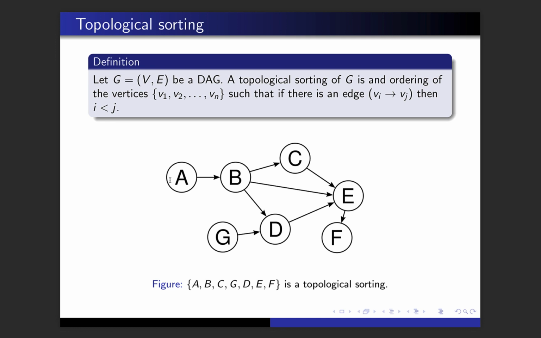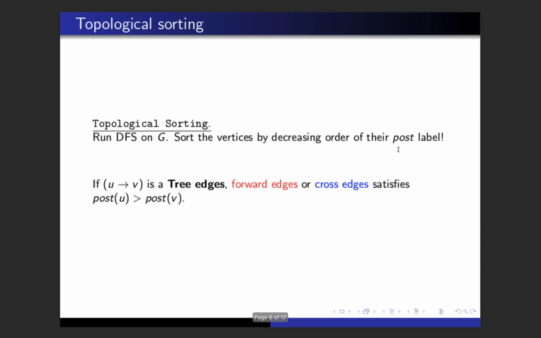And we saw that back edges have a distinctive property that makes them special and allows us to identify whether or not we have cycles. And this property was that the post label of the initial vertex was less than the post label of the final vertex. Every other edge, when we run DFS, will satisfy the opposite inequality. And that is the key. If we have a directed acyclic graph, we don't have back edges, which means that every edge satisfies the other inequality.